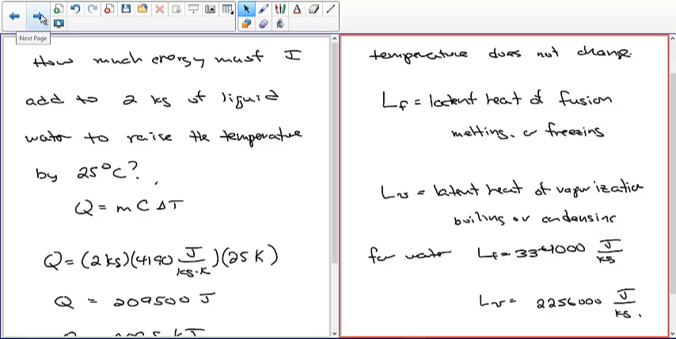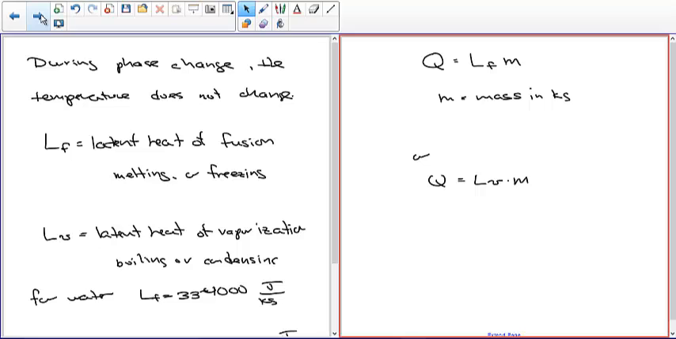So you just have to make sure you do it. And for calculating the heat transfer, it's a little simpler when you're talking about melting or boiling, because there's no temperature involved. All you do is take the latent heat of fusion times the mass. That'll give you the total energy added or subtracted, depending upon which way you're going. And the same with boiling.